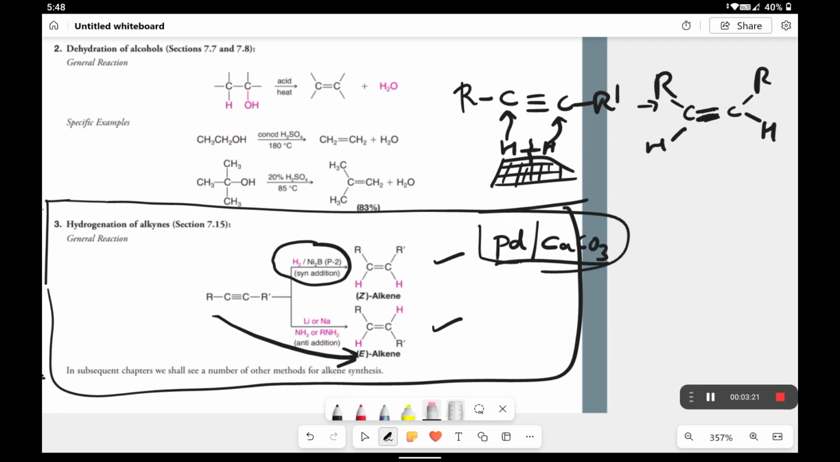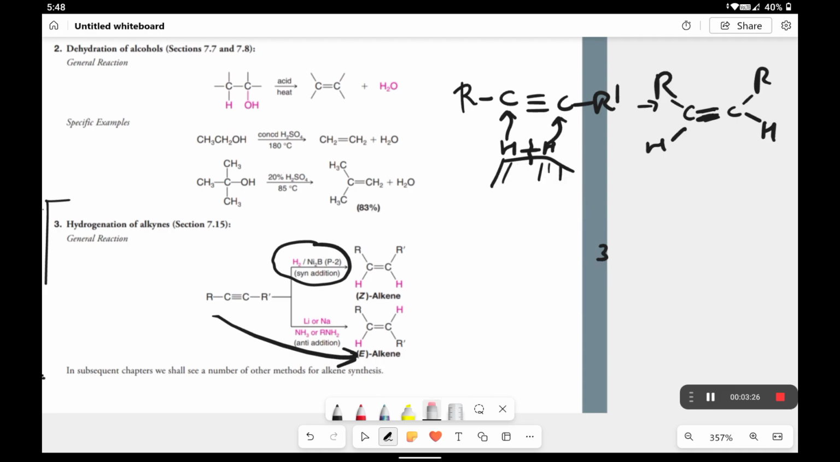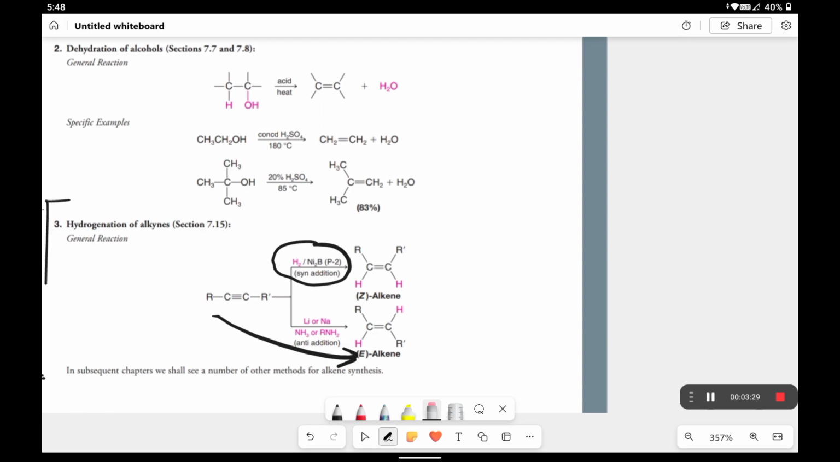How will it happen? If you want to know the mechanism, I will explain here. What is the starting material? R C triple bond R. What happens if you use sodium? Sodium is a highly reactive metal. In the presence of liquid ammonia, it easily donates one of its electrons to the alkyne. Then it converts it to the R C triple bond R radical anion.